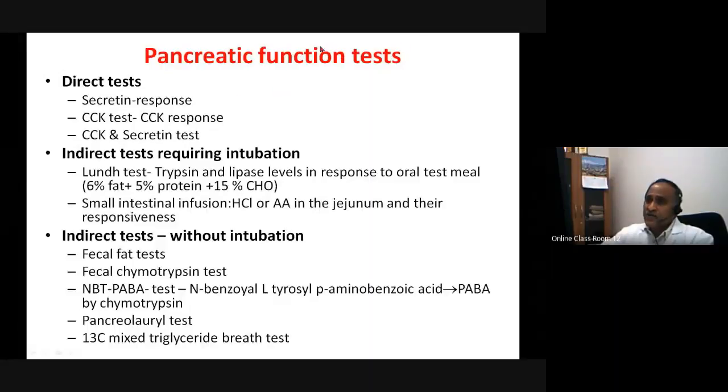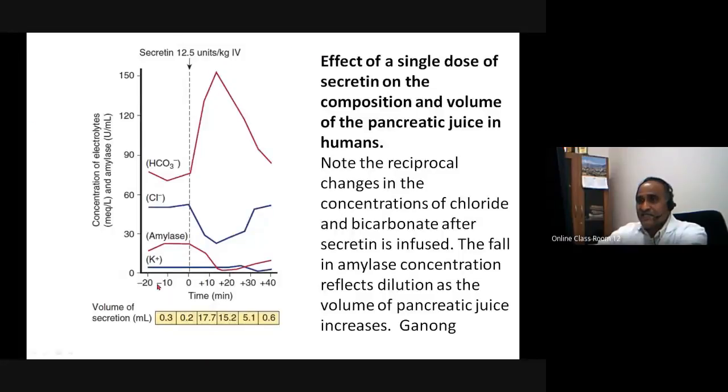There are two types of tests: direct tests and indirect tests. The indirect tests are those that require intubation and those that do not require intubation. What are the direct tests? The secretin response test. You inject secretin and see the bicarbonate response. That means you have to collect the contents of the duodenum and analyze them in relation to time, as was done here. It is a secretin test, wherein secretin is injected and you estimate the response.